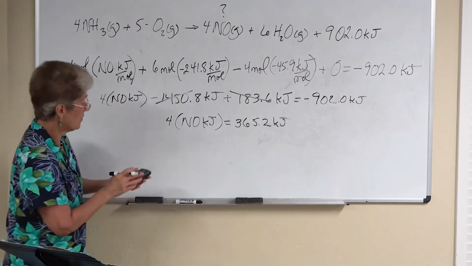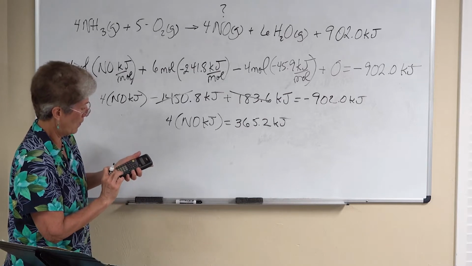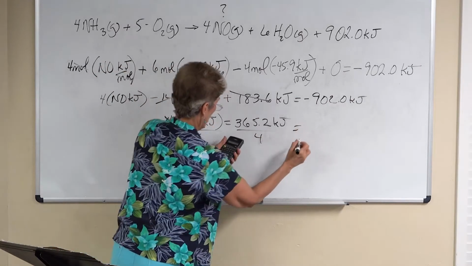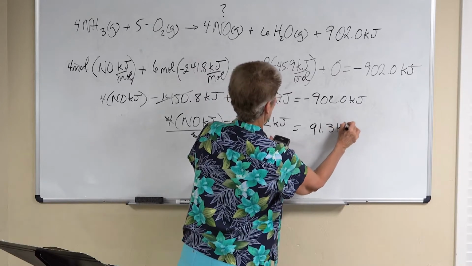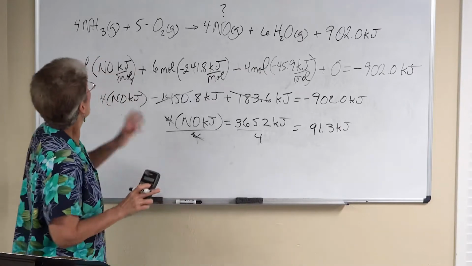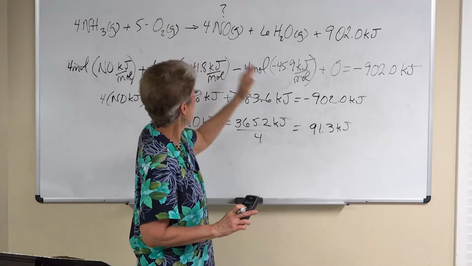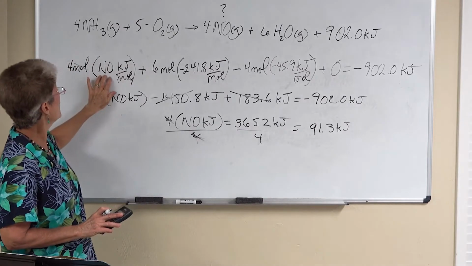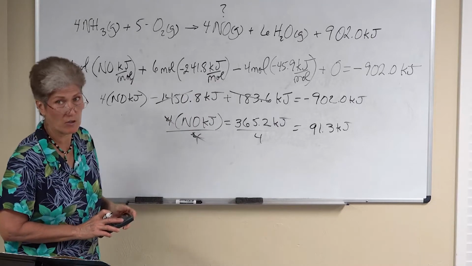Now I'm going to divide both sides by 4. Which is 91.3 kilojoules. And so the NO has 91.3 kilojoules per mole of NO. That's how we figured it out. So we just left that to be what we're looking for, but we just plugged it in with everything else we know, and then we just solve carefully.